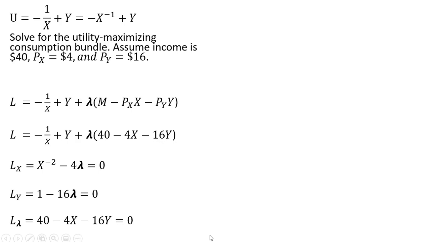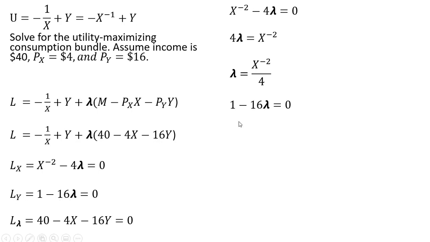So the first thing I'm going to do, I'm going to take this first partial derivative result right here. I'm going to solve it for lambda. So a little algebra solving for lambda. We get this result. And then likewise, I'm going to take this middle partial derivative result and solve that for lambda. And we get 1 over 16. Now we've got two lambda equations. Set lambda equal to lambda.